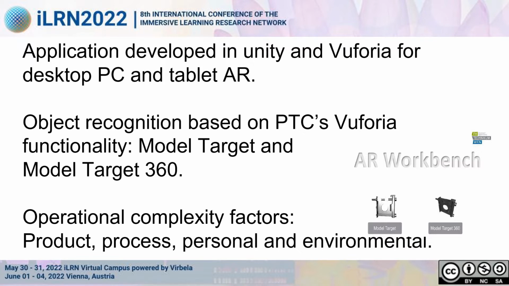Two methods for object recognition are used in the application based on PTC's functionality, Model Target and Model Target 360. The participant will be following the instructions and is expected to complete the process quickly. The application has a minimal user interface since it is just aimed at providing written instructions while the user can see the parts required for the assembly.